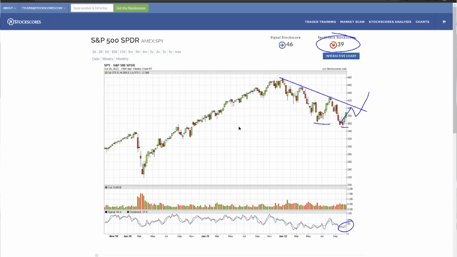Look at how strong it was through here when the market was trending up. And then we broke the upward trend line. That was the cue that the bull market was over. And of course, through all of this year, we've been in a bear market.